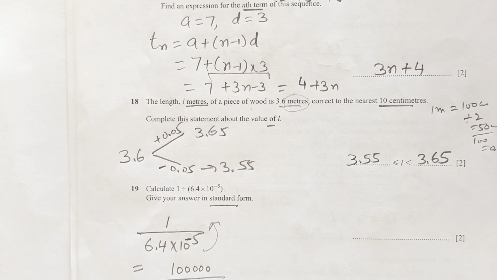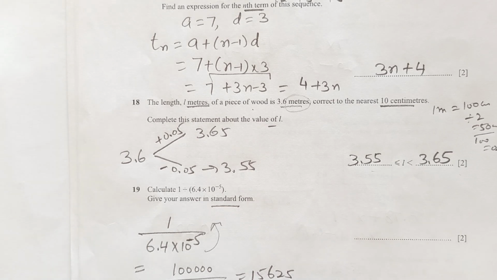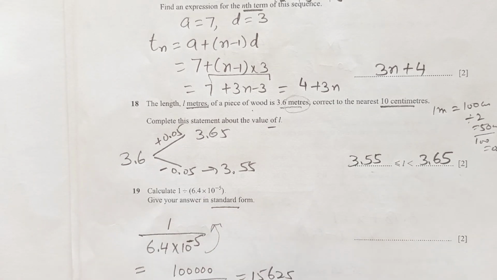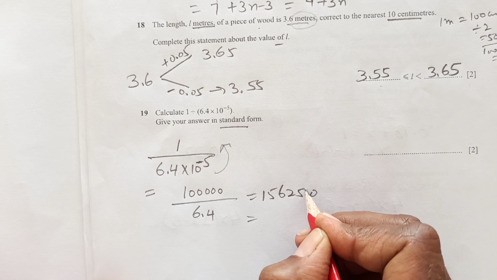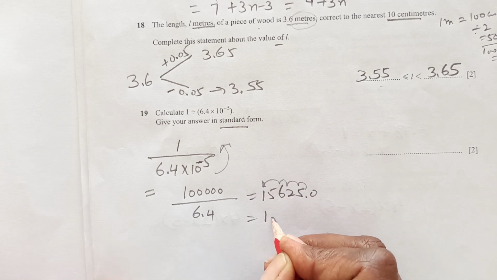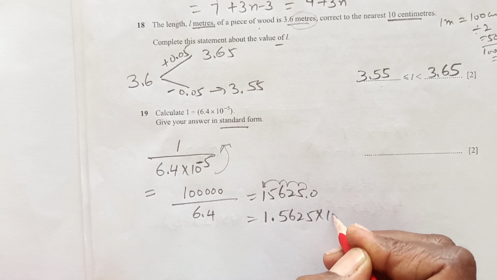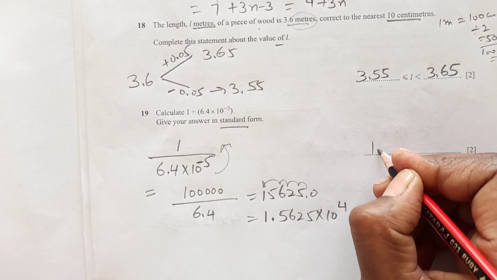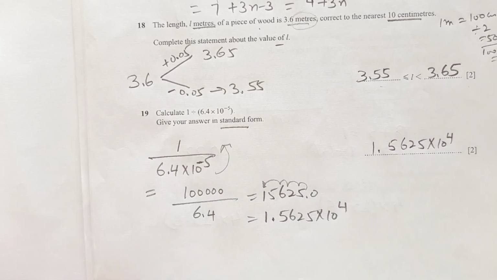Sorry, there is no point. This is 15,625. So we are writing this in standard form. To write it in standard form, the decimal should be here. If it's not shown, the decimal is here. So this is going to be 1, 2, 3, 4 units left. So it's going to be 625 times 10 raised to power 4. That is the final answer for this one, right?